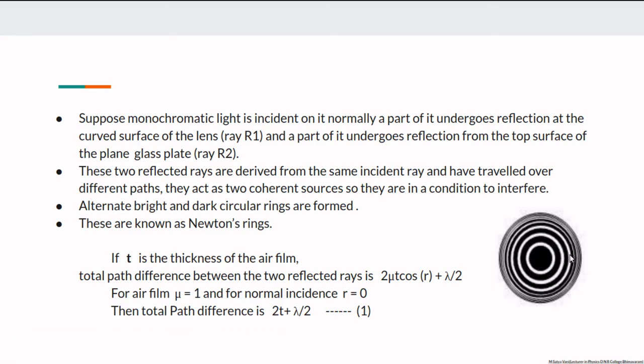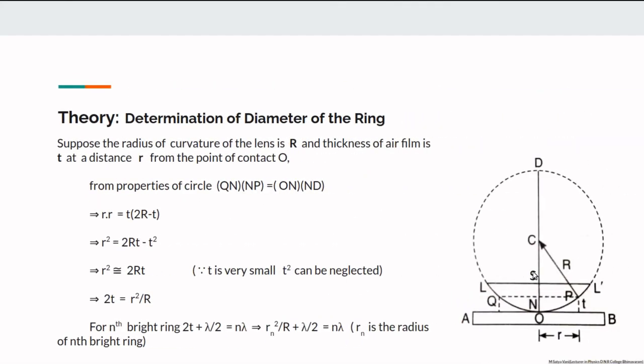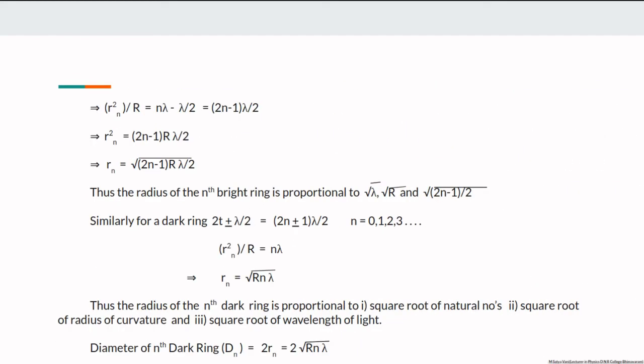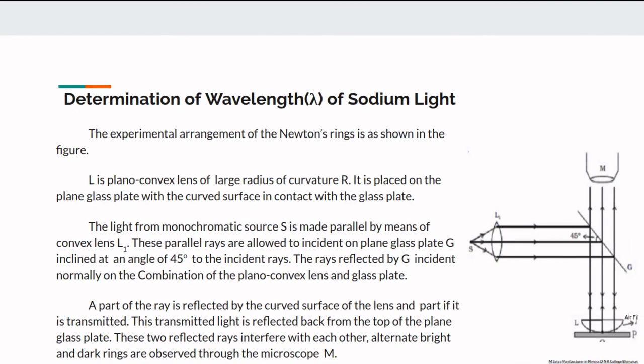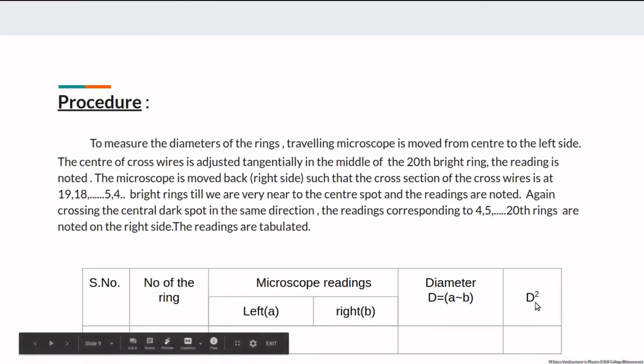This is the reading at this position, and if you get the reading at this position, the difference of these two readings gives the diameter. This is the diameter, the line passing through the center of the ring. Therefore, the difference of these two readings gives the diameter of the ring. In this way, the diameter of each ring is calculated and the squares of the diameters are also calculated.